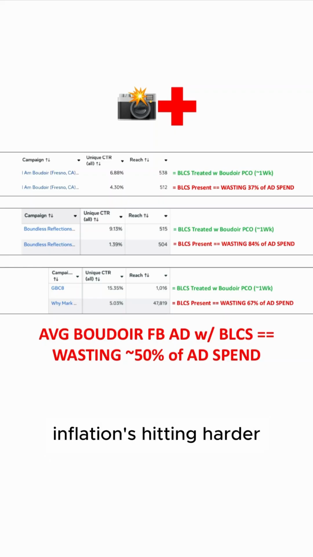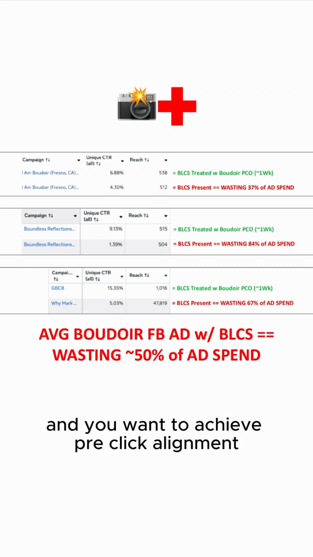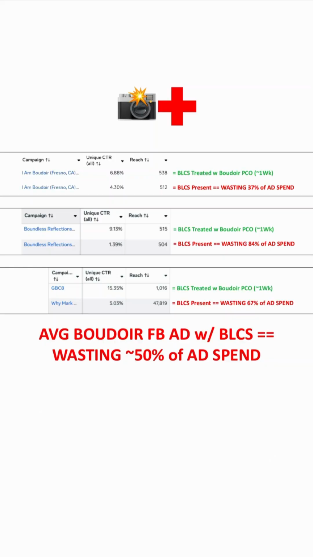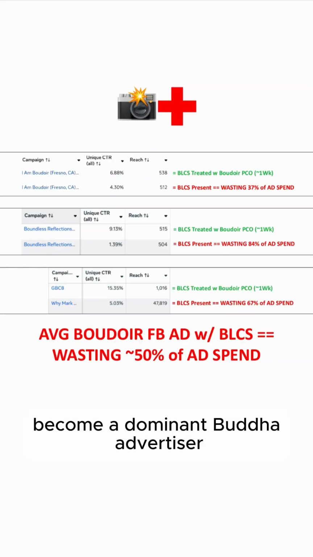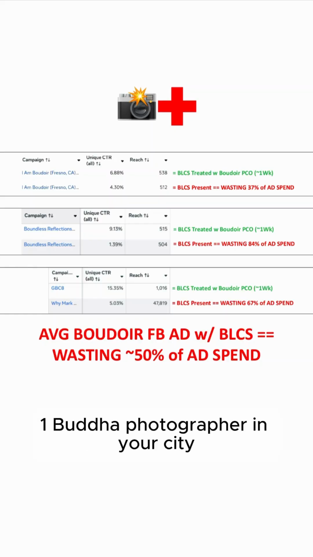Inflation's hitting harder. You want to pull more money out of the business, make it more efficient, and you want to achieve pre-click alignment, become a dominant boudoir advertiser, activate Boudoir Brain Entry Boost, and be on your way to becoming the number one boudoir photographer in your city.